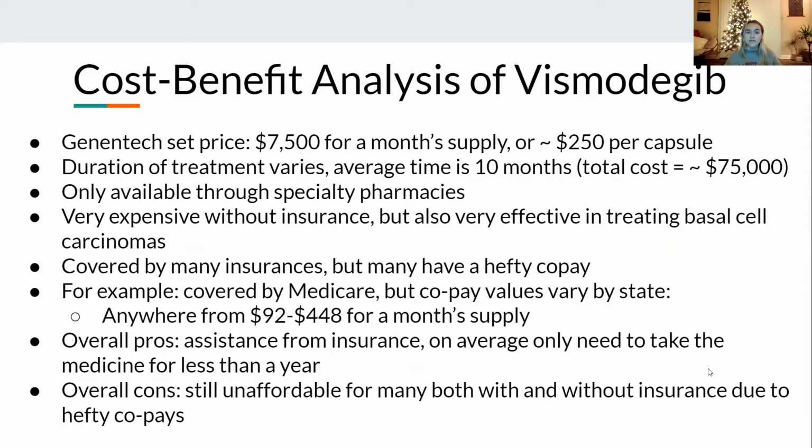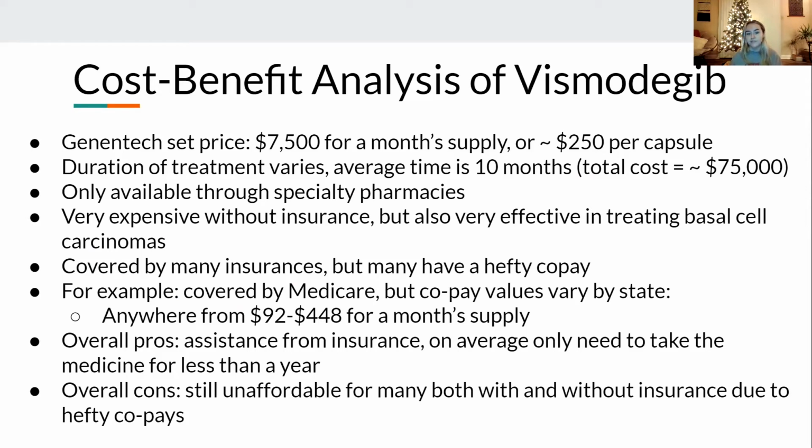The Genentech set price for vismodegib is $7,500 for a month's supply, or around $250 per capsule. The duration of treatment varies, but the average time is around 10 months, which means the total cost would be $75,000. Vismodegib is only available through specialty pharmacies, and it's very expensive without insurance, but also very effective in treating basal cell carcinomas. It's covered by many insurances, but many have a hefty copay.